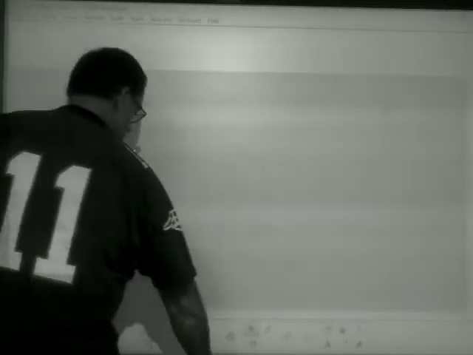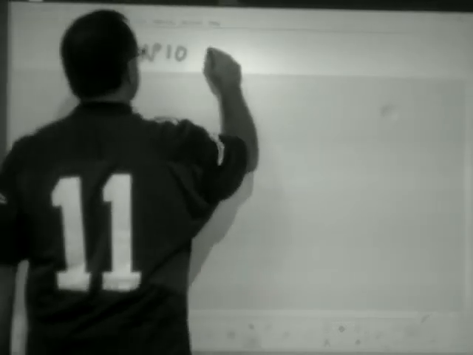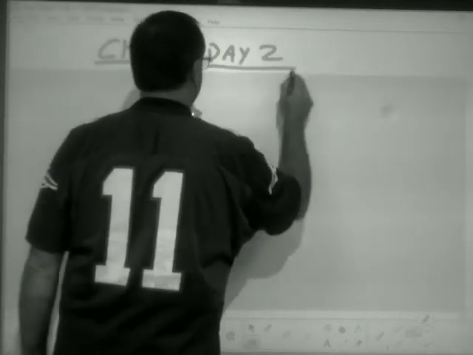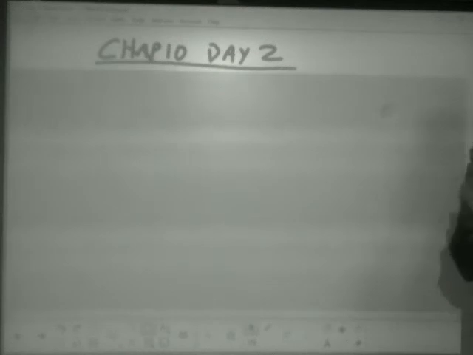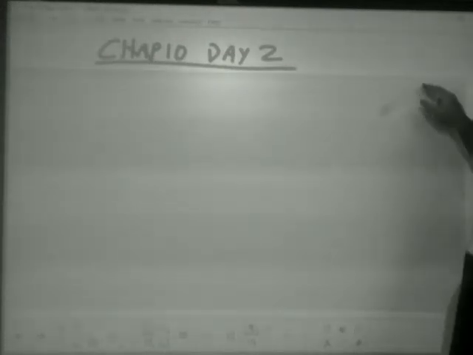So, chapter 10, day 2. What we're going to look at is just a small section of vocabulary for this next section of notes.